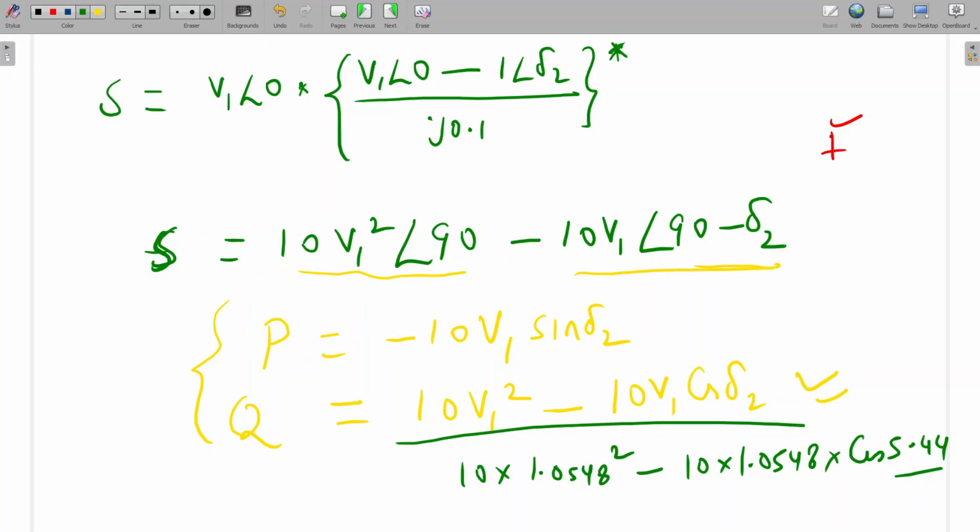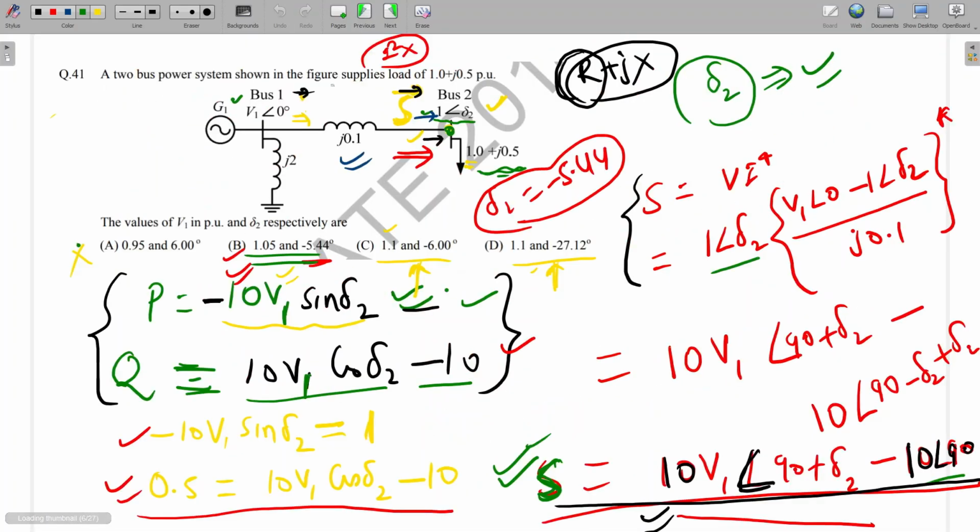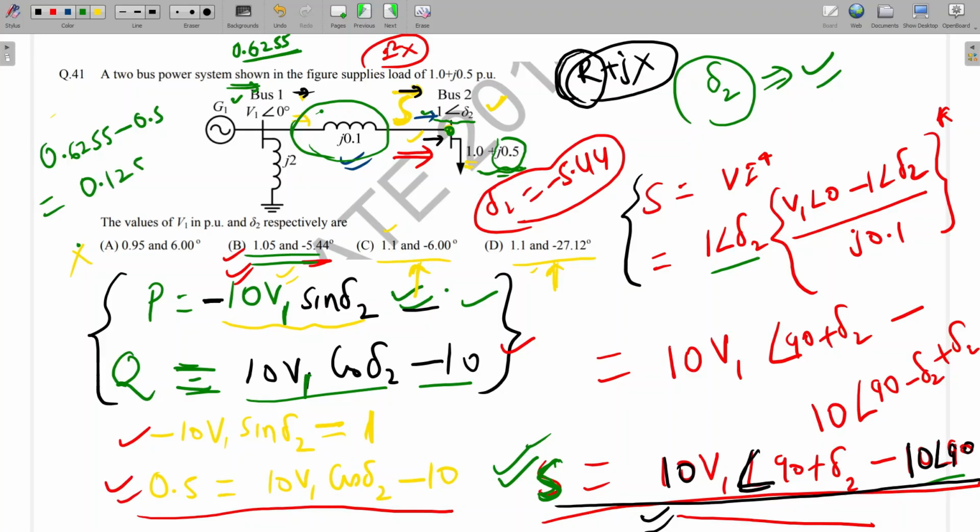It is coming, 0.625. So this will be the reactive power, 0.625. So at the load side, what is the reactive power? 0.5. So what will be the reactive power consumed by this line? It will be 0.625 minus 0.5, that is 0.125. So this much reactive power is consumed by this line.